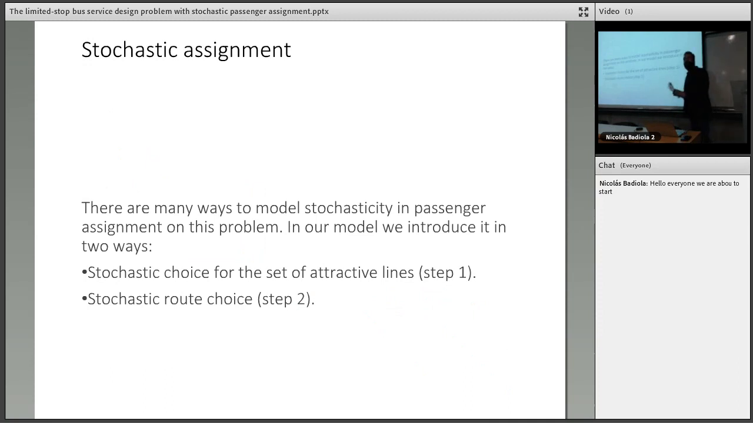How are we going to adapt this procedure to consider some source of randomness? There are many ways that we can do this, but the way we implemented it was to add a component of randomness first in how people choose their attractive lines. So far, what we did was to compare the possible sets of attractive lines and find the cheapest one. Now we're going to say that there's a probability of choosing a particular set. And then for route choice, we were assigning passengers to the shortest path. Now we're going to assign them stochastically between a set of attractive or fast routes.